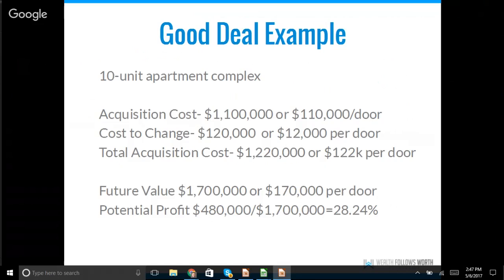Now, if I subtract $1,220,000 from $1.7 million, that gives me a profit of $480,000, or a whopping $48,000 a door, since there's 10 units. Now, if I take the $480,000 divided by the $1.7 million, that gives me a 28.24% profit, and I'm smiling all the way to the paper where I'm signing a contract, getting that going, and we're off and running.